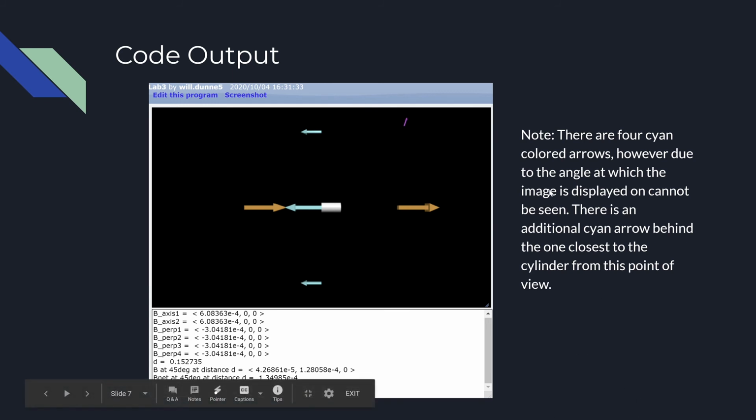Also, it should be noted that there are 4 arrows for each of the perpendicular fields. However, because we can only see in 2 dimensions, based on the output, the 4th arrow is behind this cyan colored arrow that's touching the cylinder. That cyan colored arrow is not actually touching the cylinder, but since we don't have an axis in that direction, it appears to be, and there's another arrow behind it.